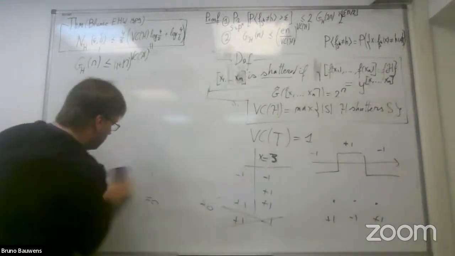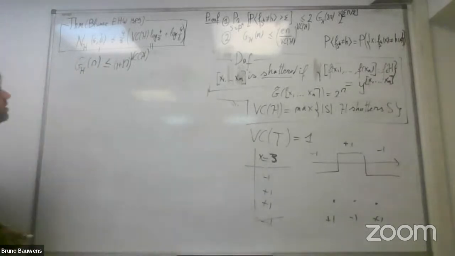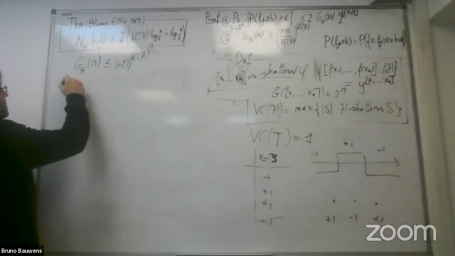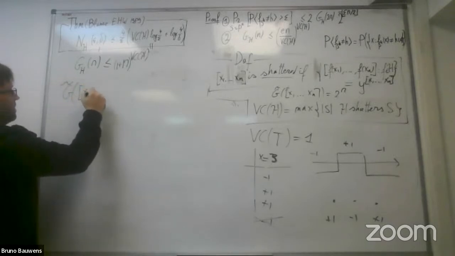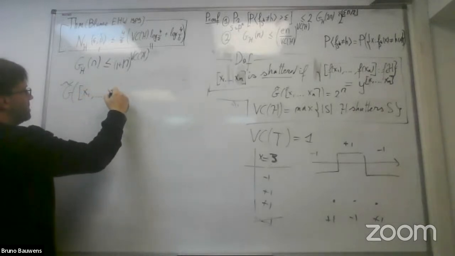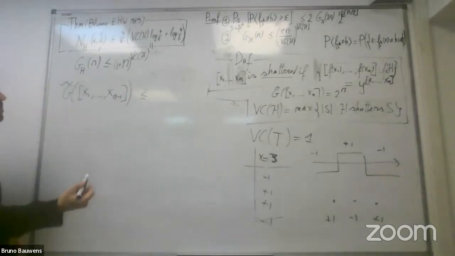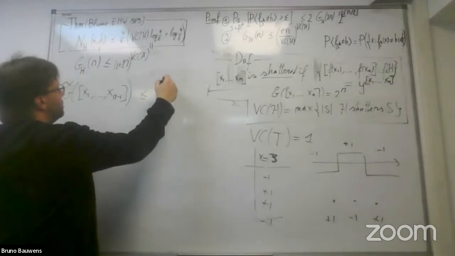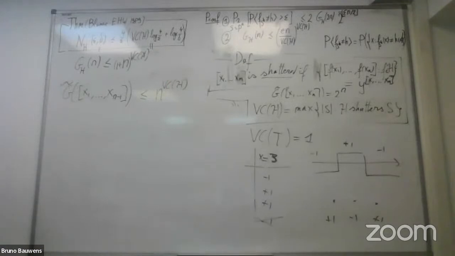Now, the plan is to do induction on n. So I am looking at the notes. So let us look at the growth function of a set x_1 till x_{n-1}. And by the induction hypothesis, we know it is at most n to the power VC of H, right?